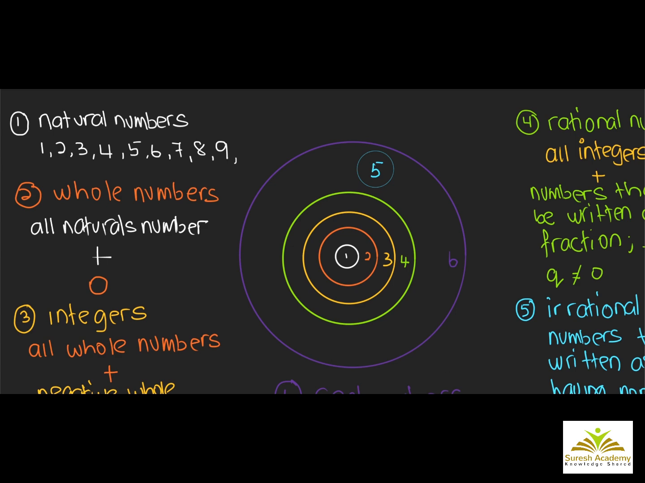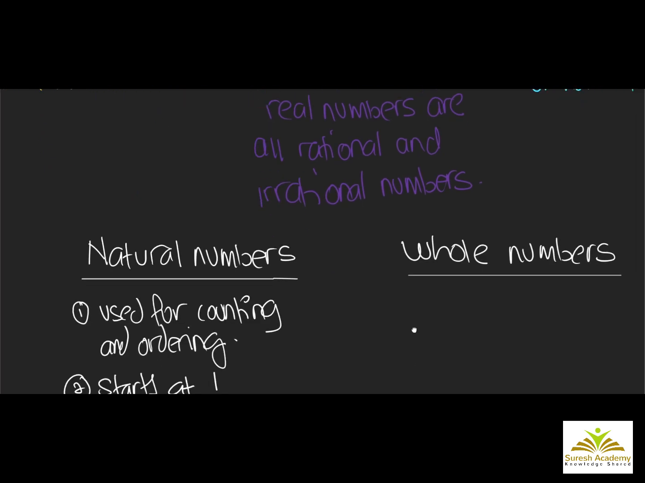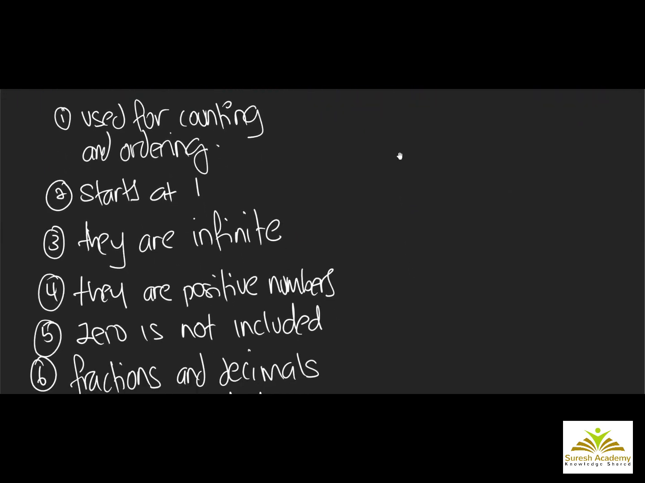Now, let's look at the features of natural numbers. Natural numbers, as I've said earlier, are used for counting and ordering. It starts at 1 and it goes on, it is infinite. The meaning of infinite comes from the word infinity. Infinity means there's no limit, there is no bound to it. It is endless. You can say whatever you want, but it means that there is no stop for it.